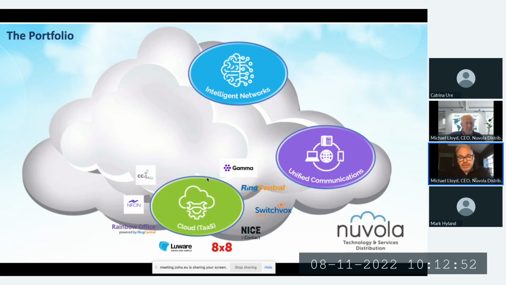But that, as you'll see in a minute, is run slightly different to how CC4ALL. And then we've got Enfon and Rainbow Office. And like I say, I mentioned Gamma as well.